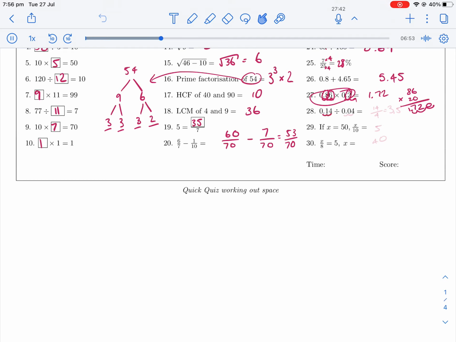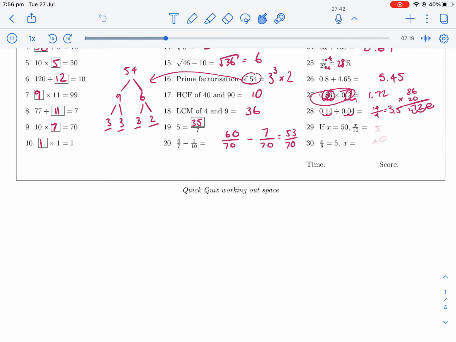Move your decimal point again, 2 spots for both. So 14 divided by 4. How many 4s in 14? Well, there's 3 4s in 12 and 2 out of 4 left over. 2 over 4 is the same as a half, so 3.5.